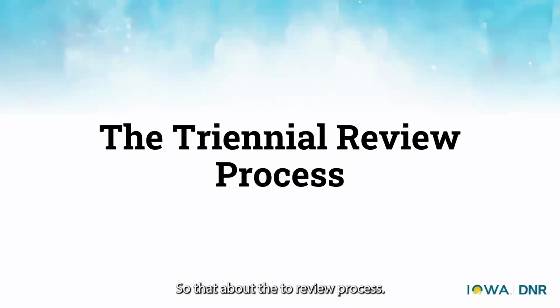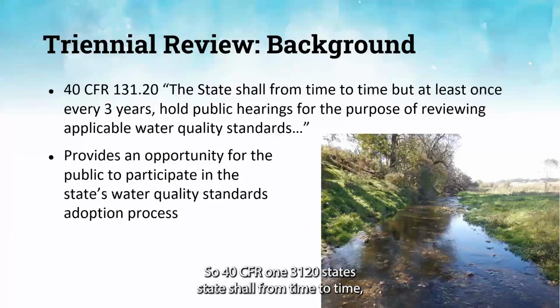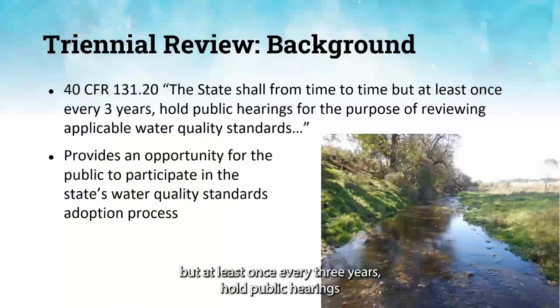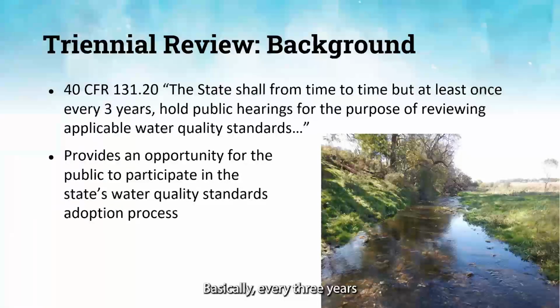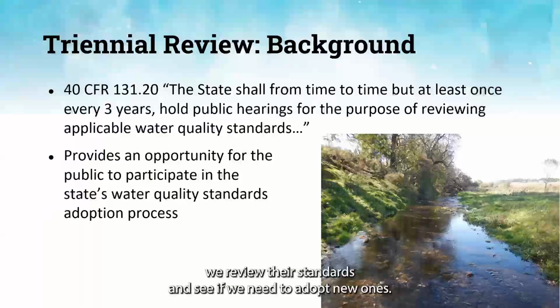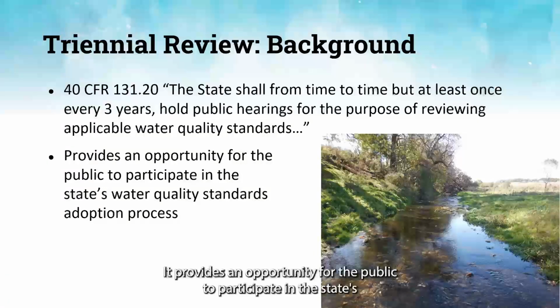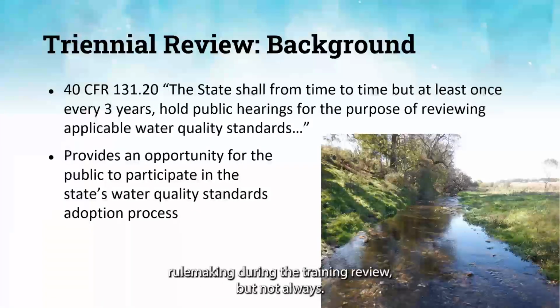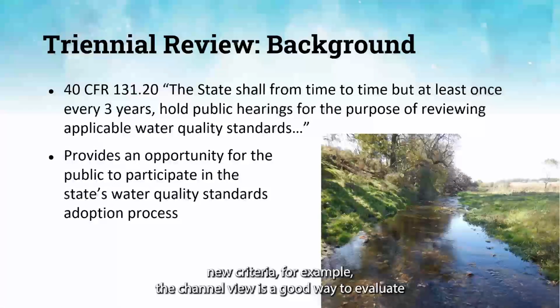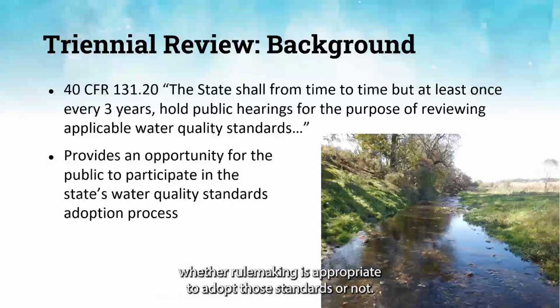So a bit about the Triennial review process. So 40 CFR 131.20 states, the state shall from time to time, but at least once every 3 years, hold public hearings for the purpose of reviewing applicable water quality standards. Basically, every 3 years, we review their standards and see if we need to adopt new ones. It provides an opportunity for the public to participate in the state's water quality standards adoption process, which is what we're doing today. States will often have to do rulemakings during the Triennial review, but not always. If EPA puts out new criteria, for example, the Triennial review is a good way to evaluate whether rulemaking is appropriate to adopt those standards or not.